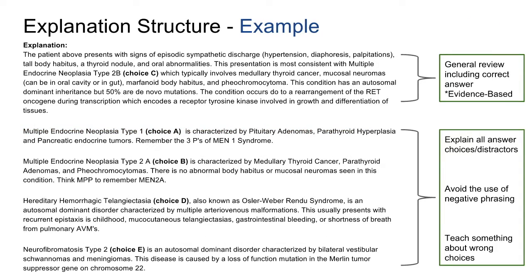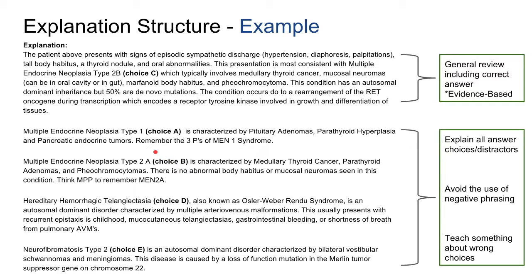So let's go back to this. We'll talk about MEN 2A, choice B, which is characterized by this, that, and this. There's no abnormal body habitus, so you're telling that this is the main distractor here because it's close, or mucosal neuroma seen in this condition. And it gives you a little hint here. So that's a really good way to teach something.